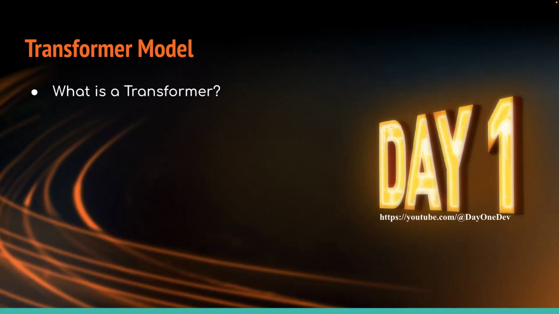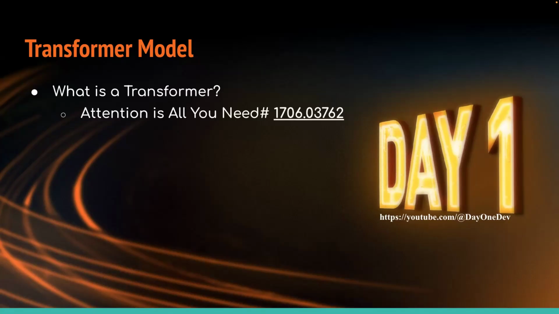What is a transformer? A transformer is a deep learning architecture which was introduced in 2017, and it processes a sequence of data like text not one piece at a time, but all at once, which is parallel processing. It was originally introduced by Google researchers in the paper called Attention Is All You Need.